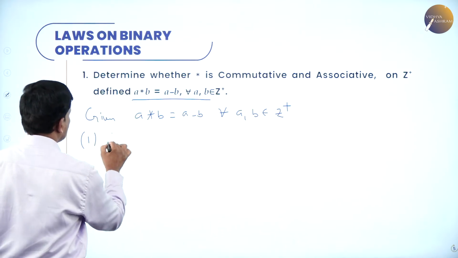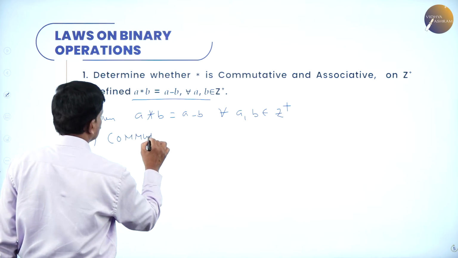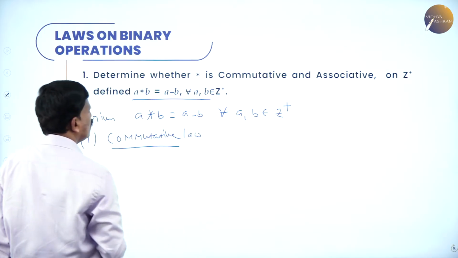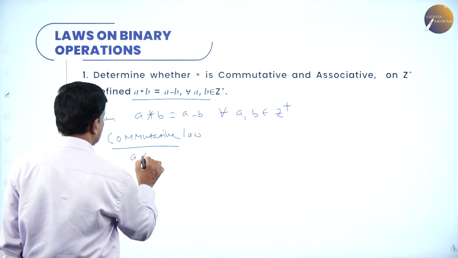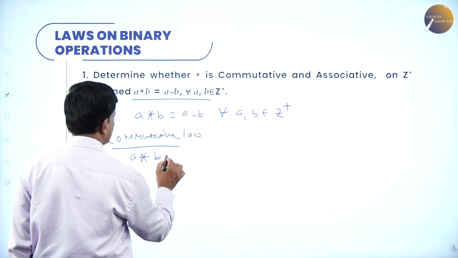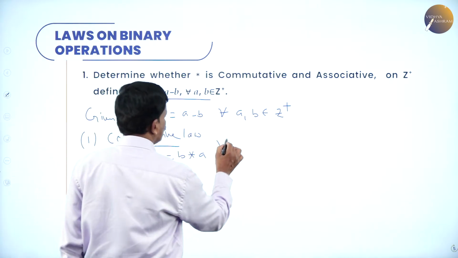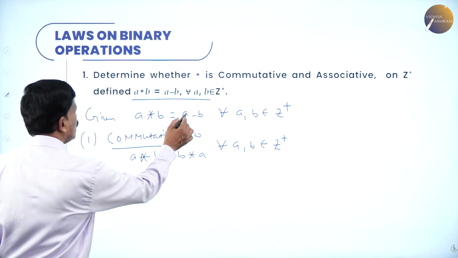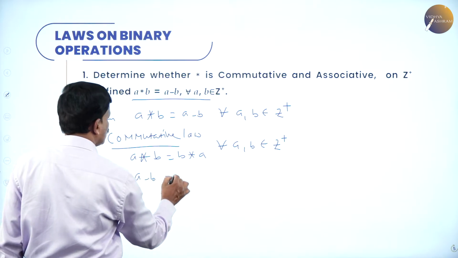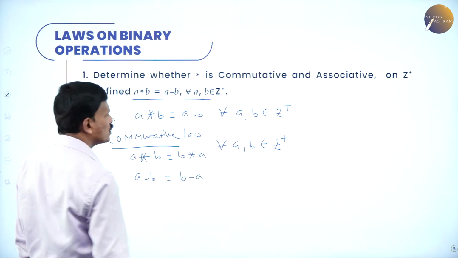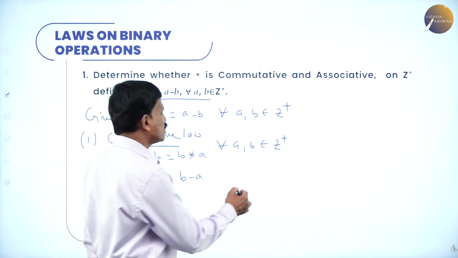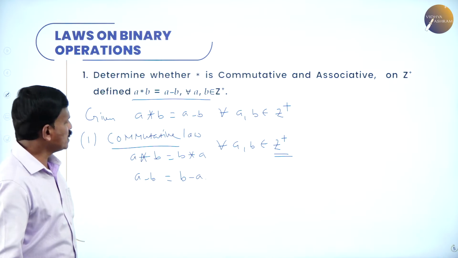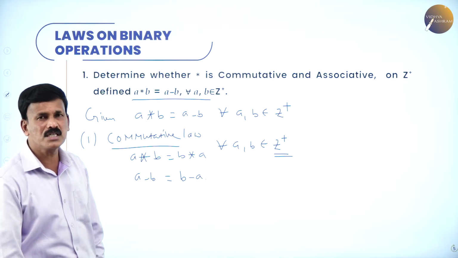Now let's verify commutative property. Commutative law. Now let us verify commutative law. What is commutative law? For all A, B belongs to A, A star B is equal to B star A, for all A, B belongs to Z plus. Now what is given? A star B is equal to A minus B. What is B star A? B minus A. Since Z is the set of all positive integers, A minus B is equal to B minus A is not possible.